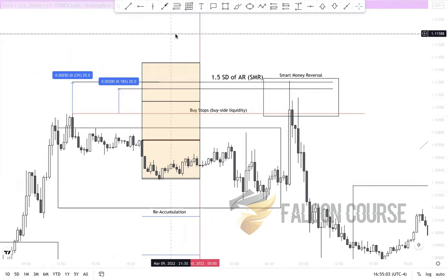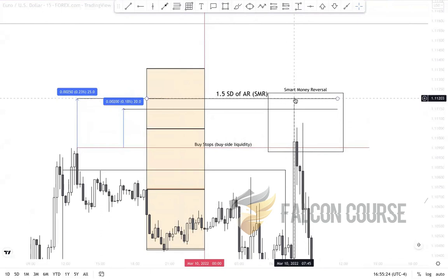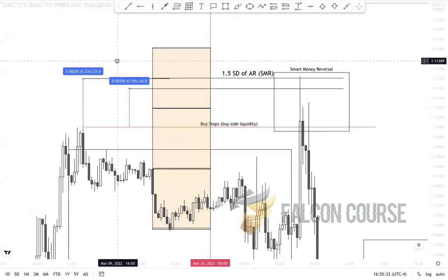So a lot of things are quite obvious that this is an engineered manipulation in the market. So this is engineered to be as perfect as it can be, because we haven't even had news. I remember this day, we haven't had any news, and this strong impulsive move happened. And notice, where does it stop? 1.5 standard deviation, aligning with a 25 pip sweep, right there.